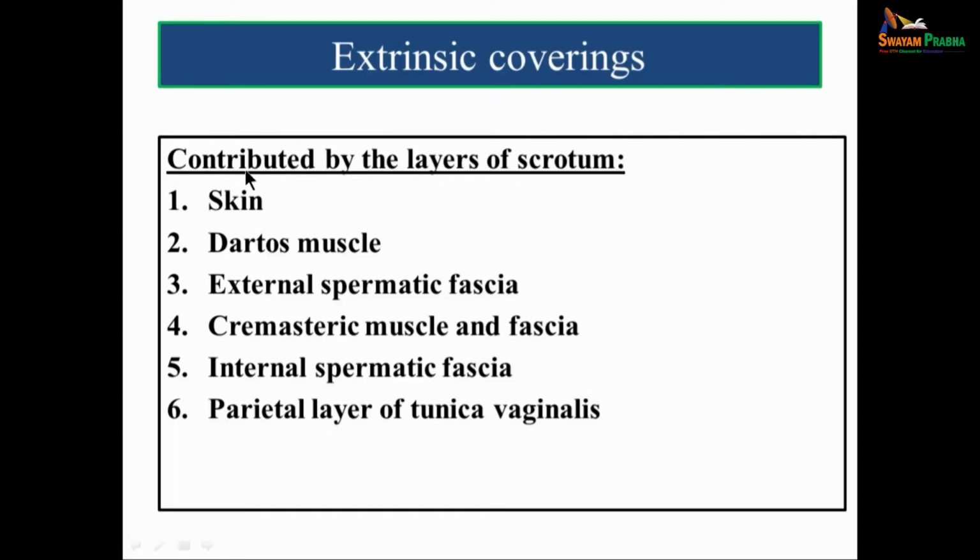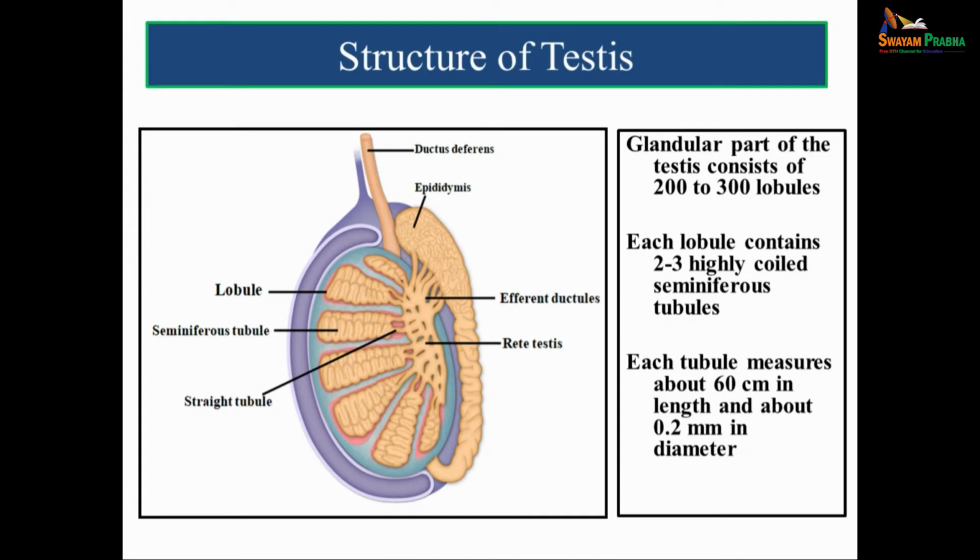Apart from that, there are extrinsic coverings also. These are contributed by the layers of the scrotum: the skin, dartos muscle, external spermatic fascia, cremasteric muscle and fascia, internal spermatic fascia, and the parietal layer of tunica vaginalis is also included under the extrinsic coverings. Now we move on to the next topic, the structure of the testis.